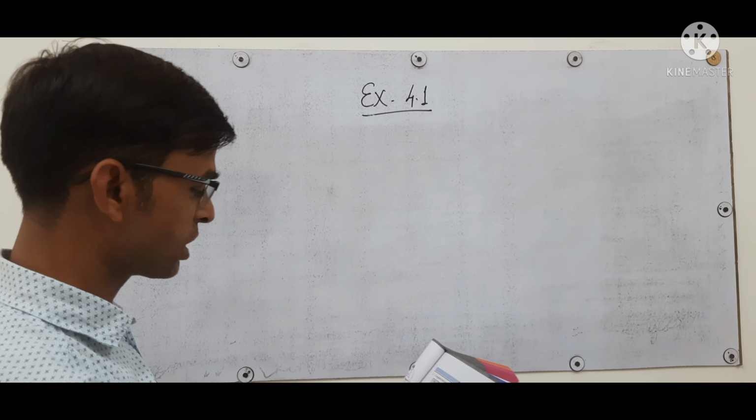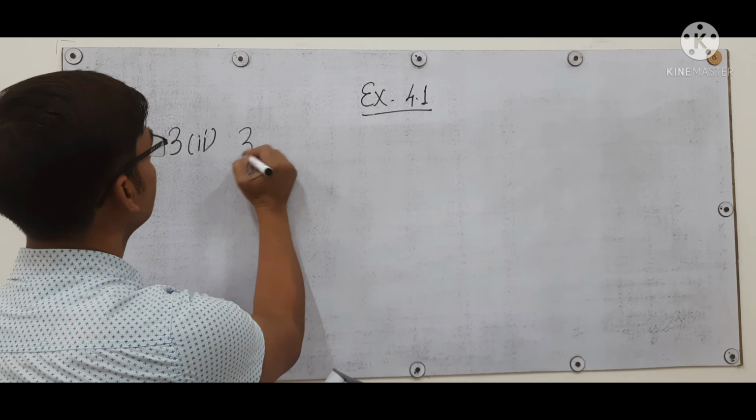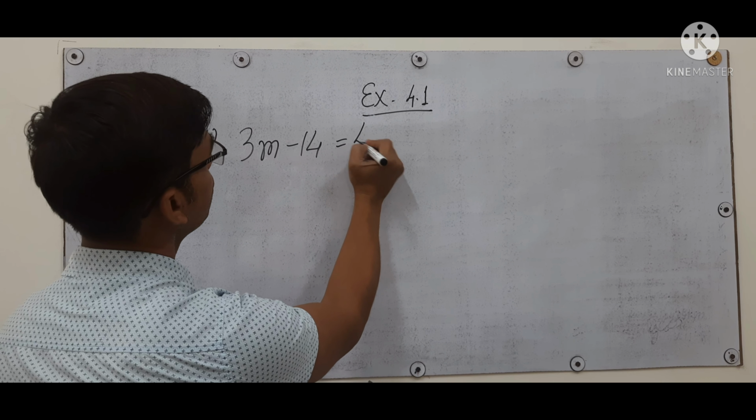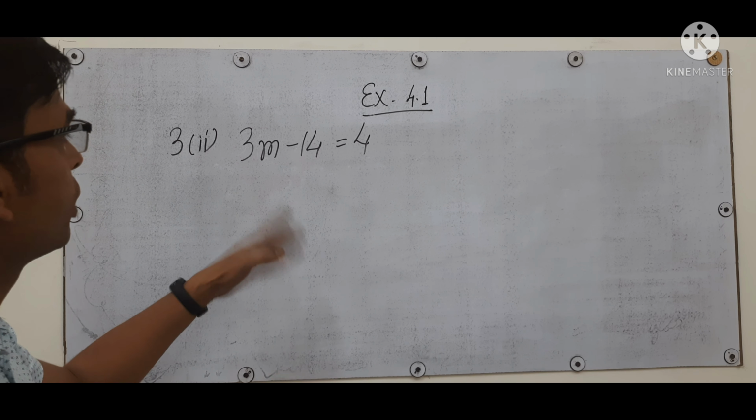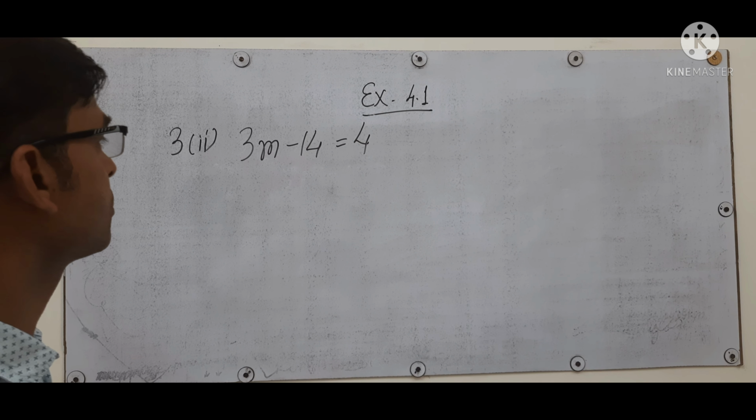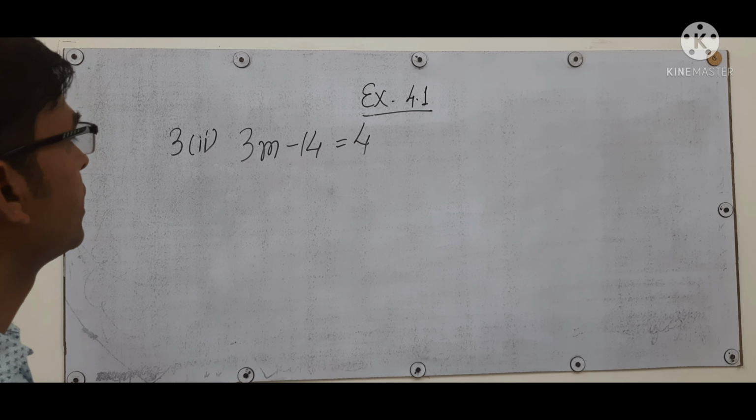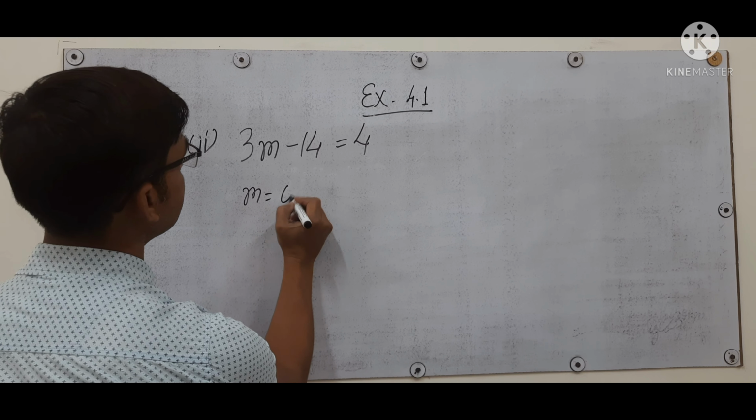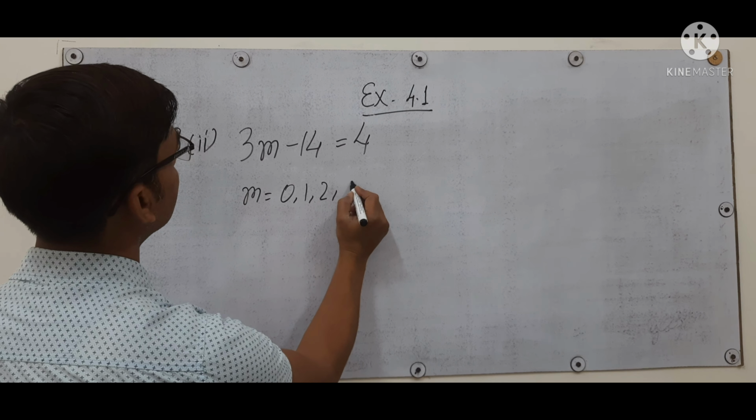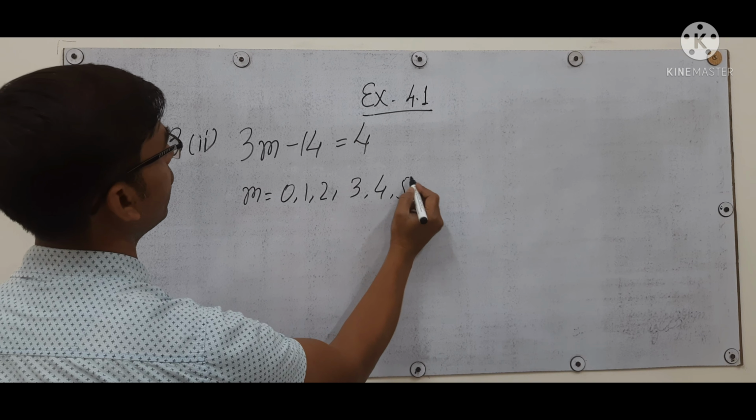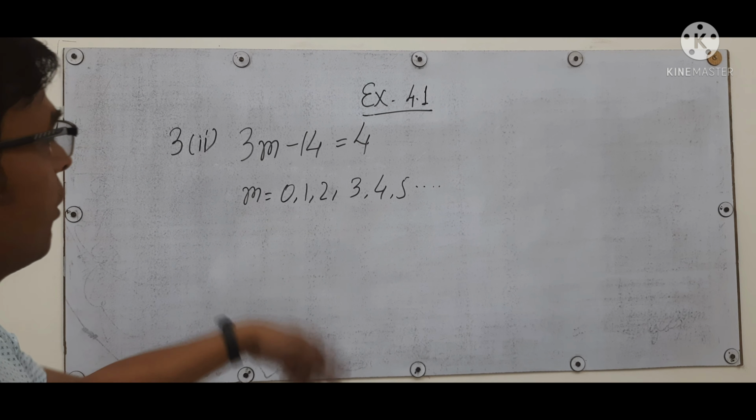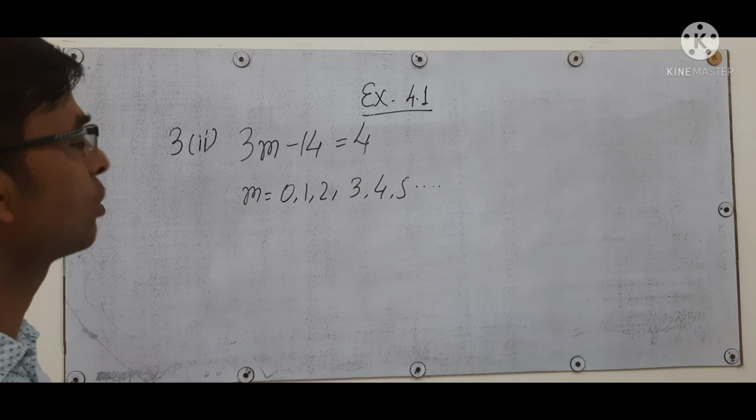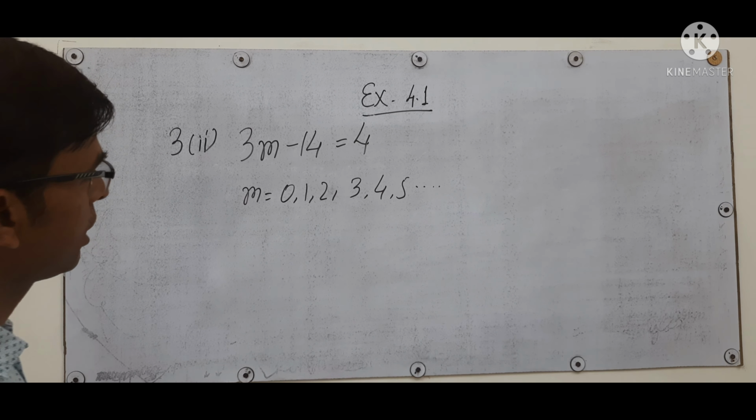The equation given here is 3m minus 14 is equal to 4. So the equation is 3m minus 14 must be equal to 4, and we have to find its solution by the hit and trial method. That is, we will put the values of m as 0, 1, 2, 3, 4, 5 and so on, until the solution comes to 4. So let's see after which value the answer will be 4.